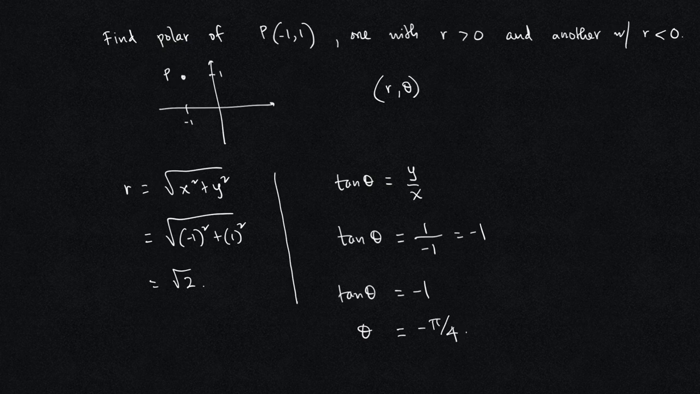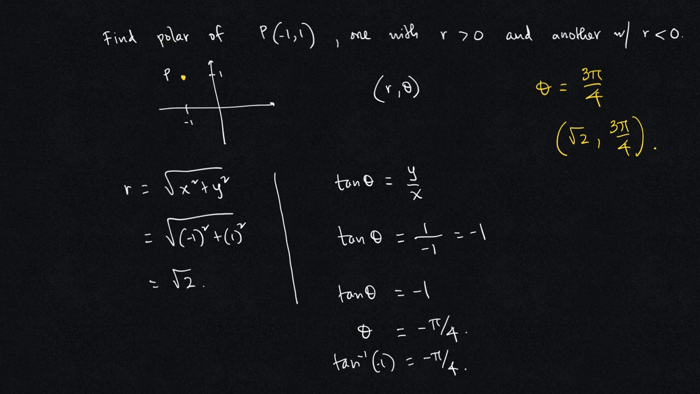Using arctangent of -1, we get negative pi over 4, which is an angle in the fourth quadrant. But we want an angle in the second quadrant, that is where the point P is. To get the point in the second quadrant where tangent is -1, we would use theta equals 3 pi over 4. So the point we're looking for is (√2, 3 pi over 4). This is one of the 2 points that we're looking for.